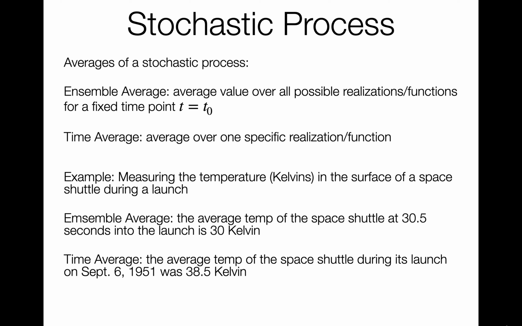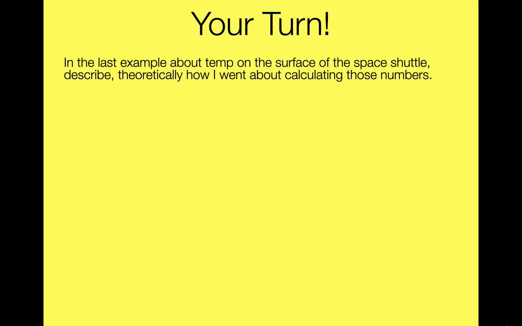Now that might have been a little vague, and I did that on purpose. Maybe not the example, but when I explained the two averages, because I want you to explore it a little bit by yourself. And so for this first your turn, in this last example about the temperature on the surface of the space shuttle, I want you to describe, theoretically, how I went about calculating those numbers.